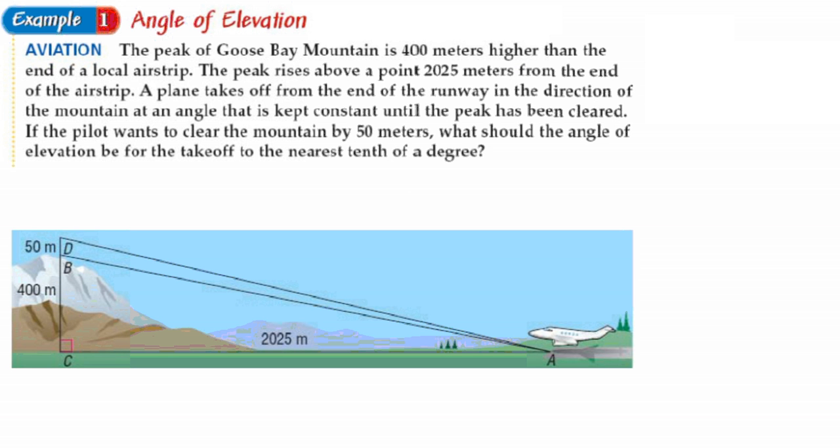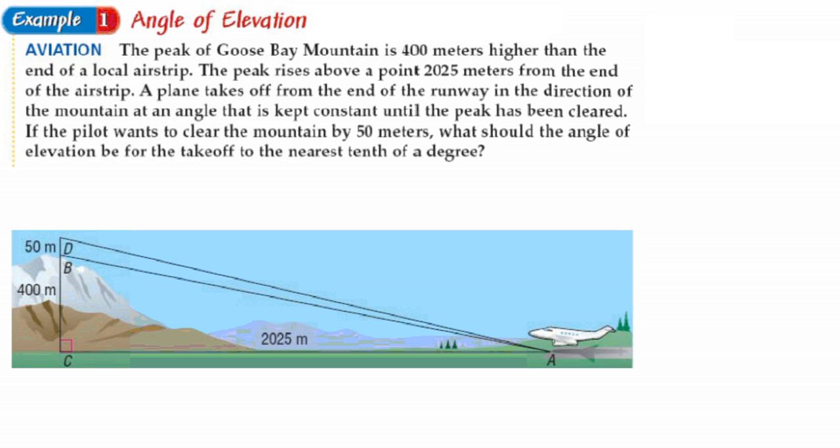Let's take a look at another problem. It says the peak of Goose Bay Mountain is 400 meters higher than the end of a local airstrip. The peak rises up above a point 2,025 meters from the end of the airstrip. The plane takes off from the end of the runway in the direction of the mountain at an angle that is kept constant until the peak has been cleared. If the pilot wants to clear the mountain by 50 meters, what should the angle of elevation be for takeoff to the nearest tenth of a degree?